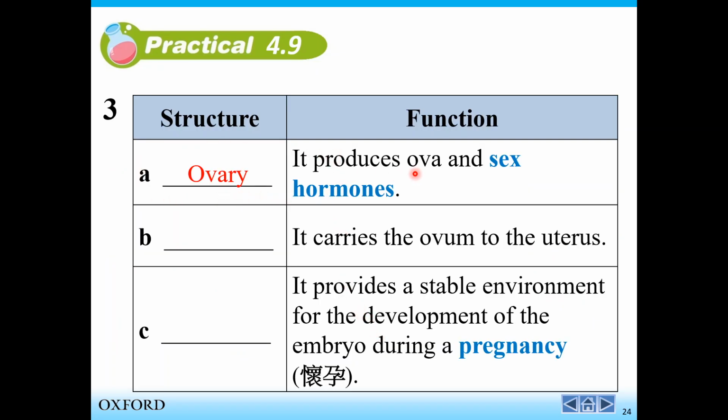Okay, so the ovary is used to produce ova and sex hormones, and the oviduct carries the ovum to the uterus, and the fertilization takes place in the oviduct as well. And the uterus provides a stable environment for the development of the embryo. After the fertilization, the fertilized ovum is formed. The fertilized ovum then develops into the embryo. The embryo is in the uterus, and the uterus provides a stable environment for the embryo to develop. Then after 10 months, the baby is born.